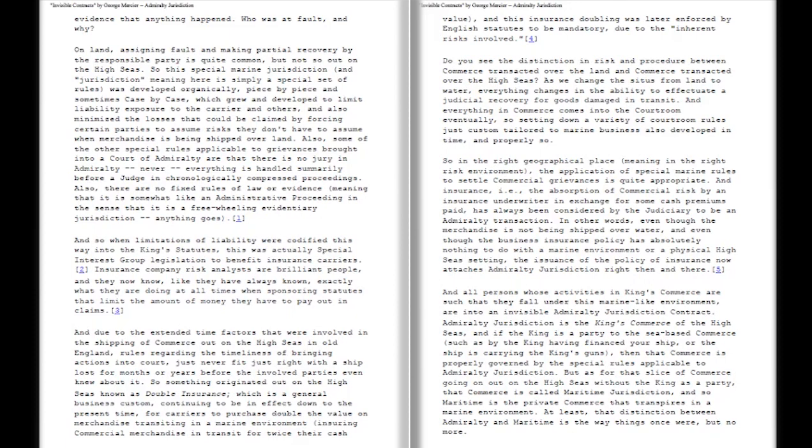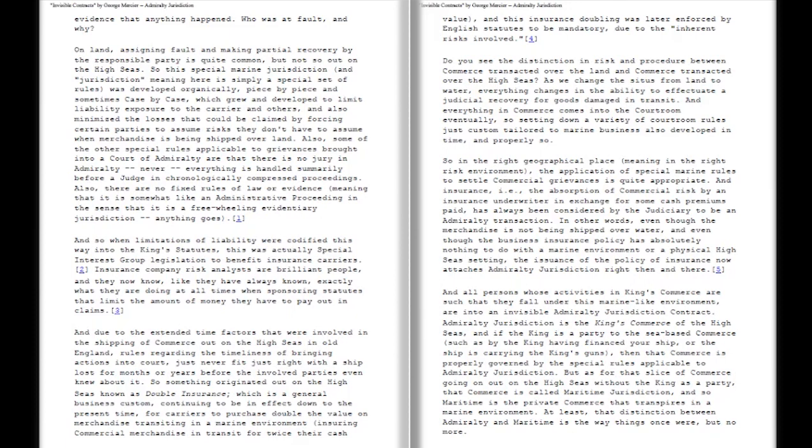Also, some of the other special rules applicable to grievances brought into a court of admiralty are that there is no jury in admiralty. Everything is handled summarily before a judge in chronologically compressed proceedings. Also, there are no fixed rules of law or evidence, meaning that it is somewhat like an administrative proceeding in the sense that it is a freewheeling evidentiary jurisdiction, anything goes. One.